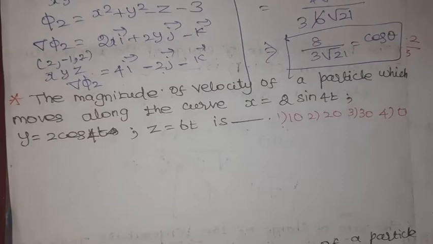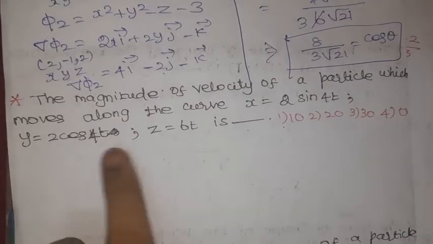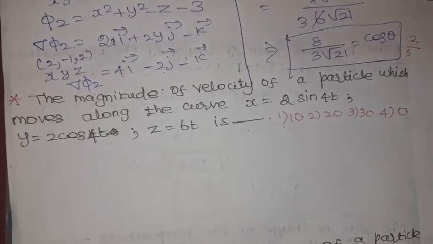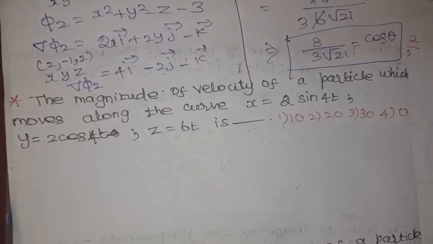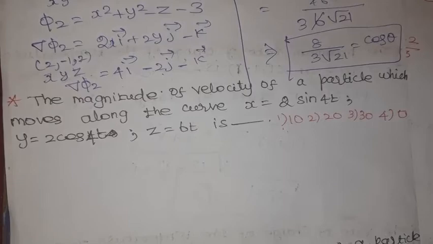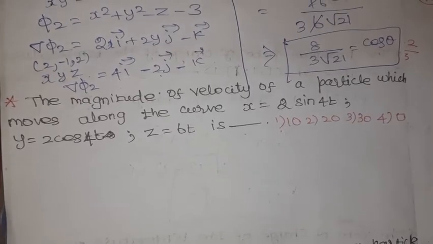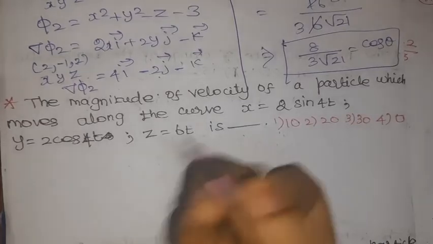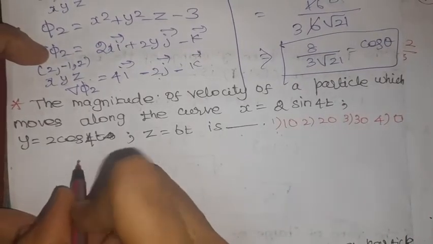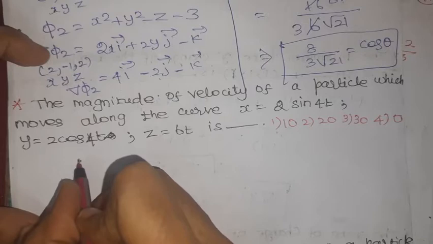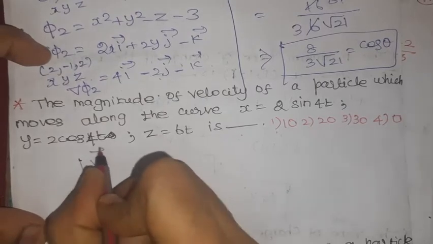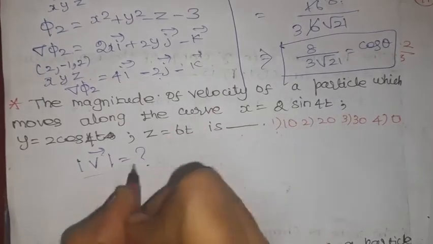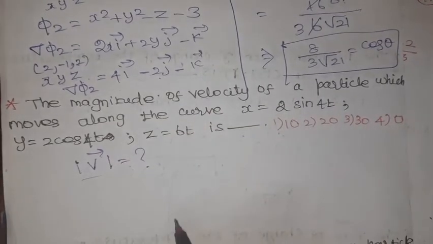The magnitude of the velocity of a particle which moves along the curve x, y, z given. We need to find out the magnitude of the velocity of the particle. So magnitude of velocity is nothing but modulus of the v vector. Take velocity as v vector, so we are going to find out the modulus of v.